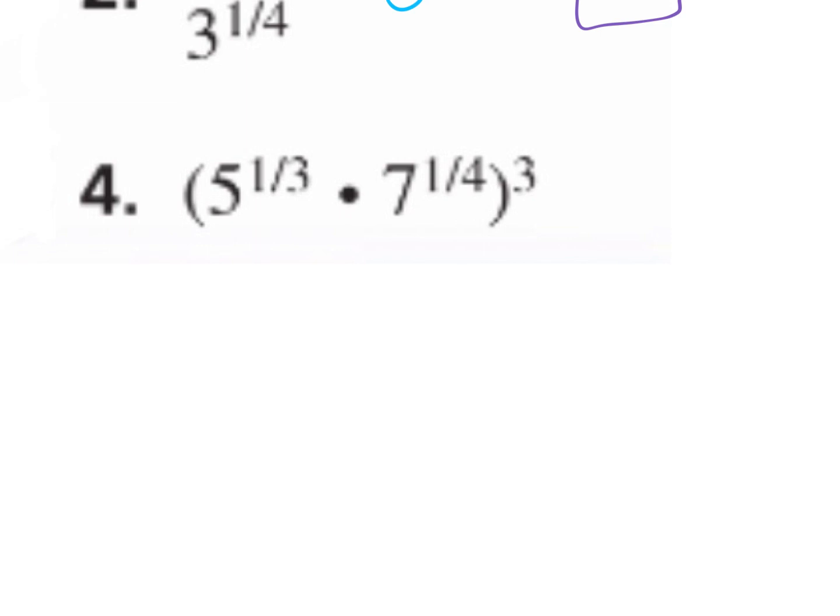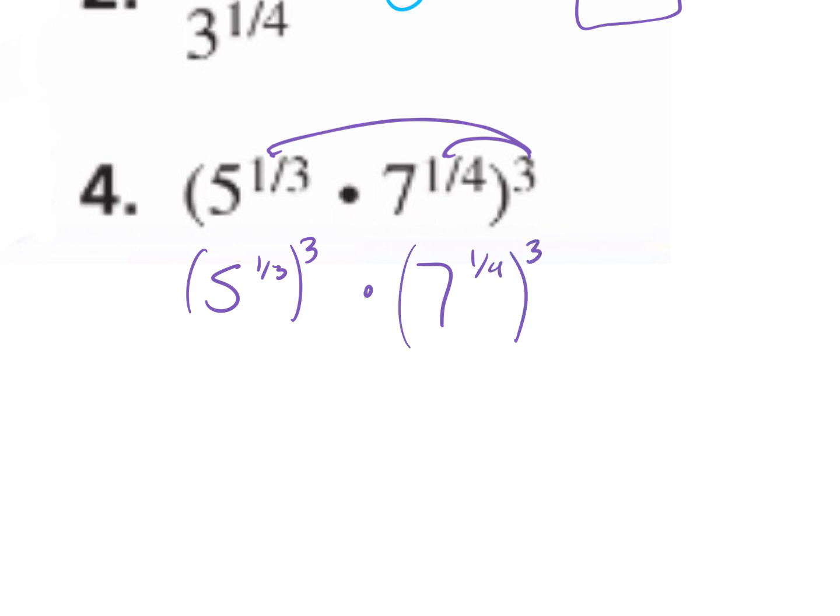What could I do for number 4? Distribute the 3. Perfect. So this would be 5 to the power of 1/3 to the power of 3 times 7 to the power of 1/4 to the power of 3. Could I have combined the 5 and the 7 together? No. They have different bases, so we can't add the exponents there. I just can distribute the 3.